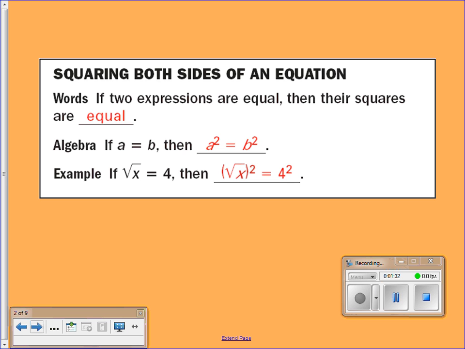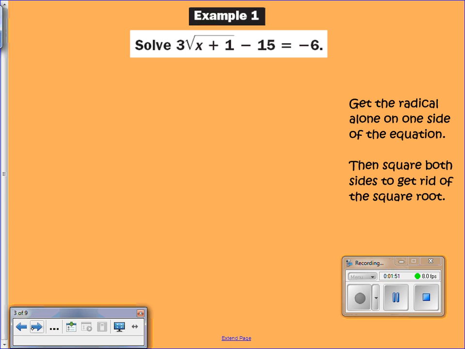This is kind of what we just talked about, that you can square both sides, and that's not a problem. So if I have the square root of x equals 4, then I can square both sides, and that will tell you that x equals 16. And that works because the square root of 16 equals 4. Woohoo! So let's see how this plays out.